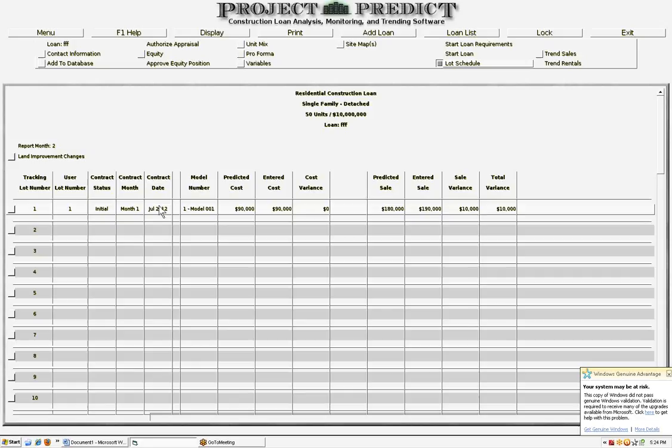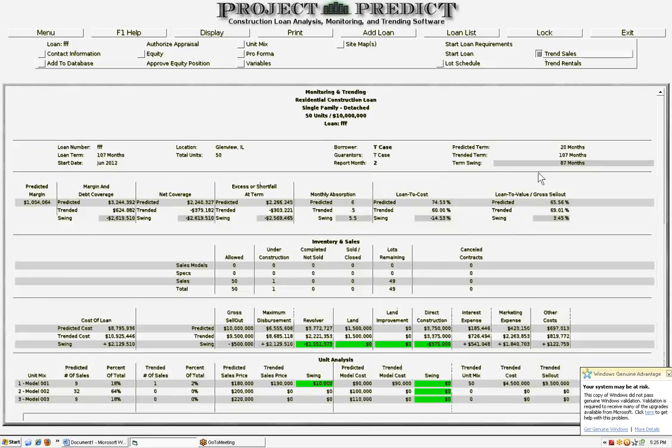Tells you everything about the contract, the month, the model number, the cost entered, cost variance, predicted sale. We're up 10,000, which is this variance. Watch this. You think it would make a big difference, right? It sure does make a big difference.